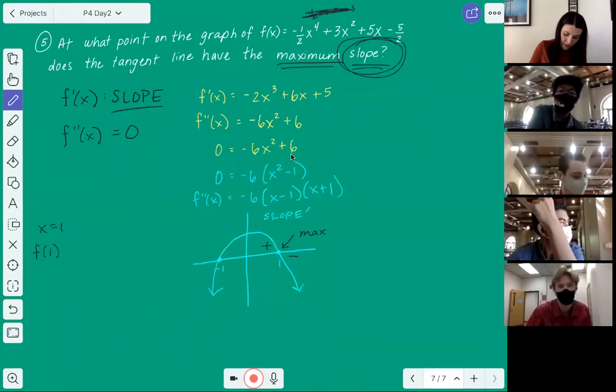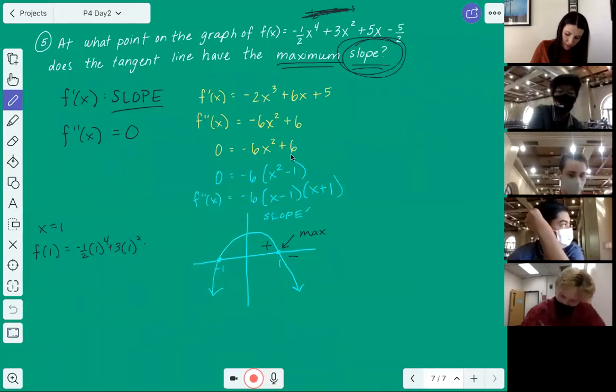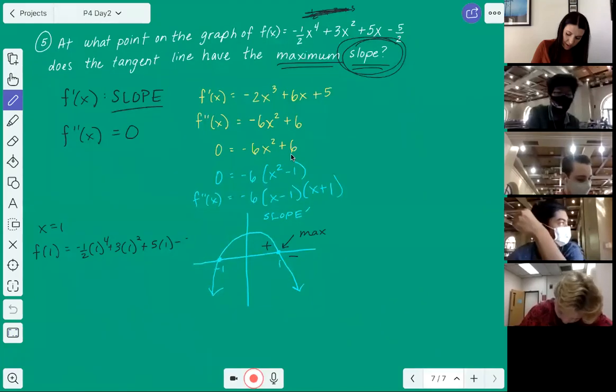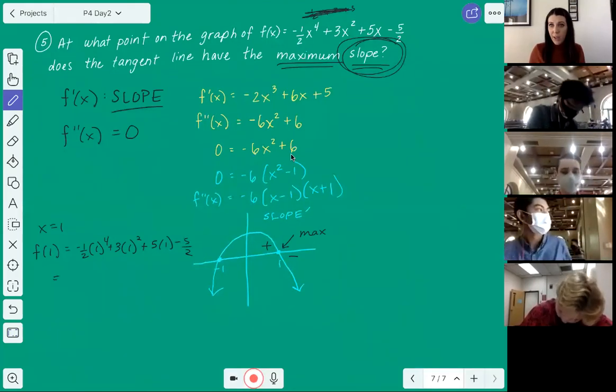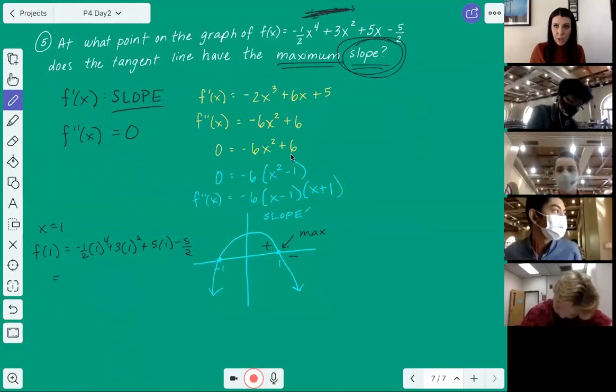We now need to find f of 1, which is -1/2 times 1 to the 4th plus 3 times 1 squared plus 5 times 1 minus 5/2. Yes, it's annoying. Yes, you need to do it. I want you to get 5s. I want to make sure you have all your work shown. Make sure you're always labeling.